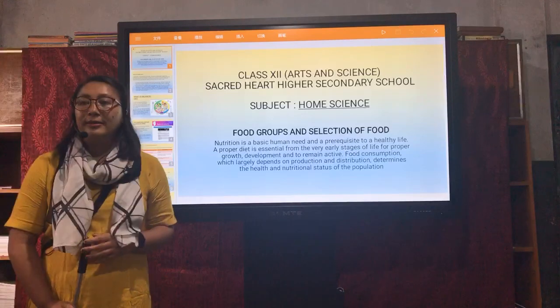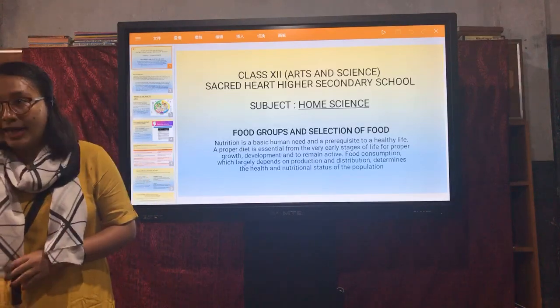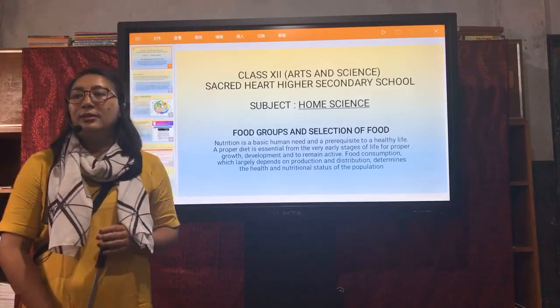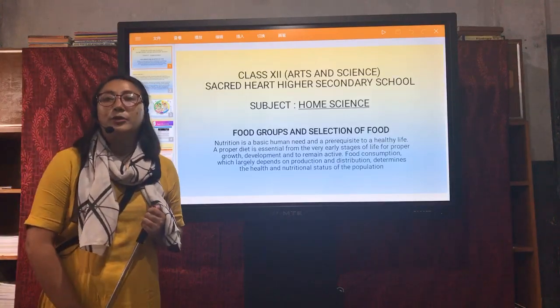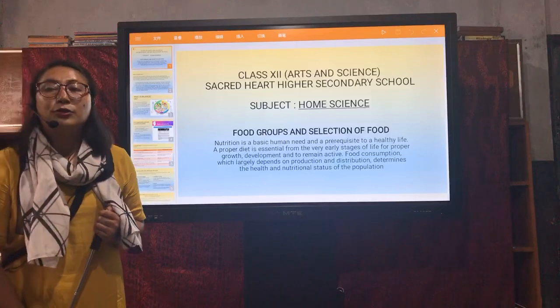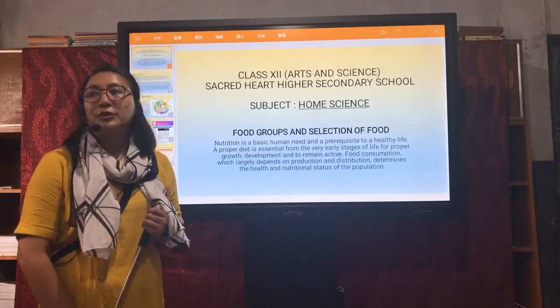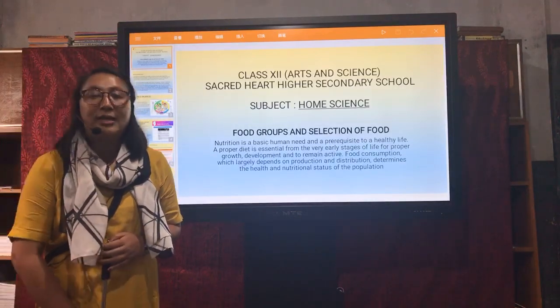A proper diet is essential for every stage of life, be it children, adults, or your grandmother or your grandfather. We need proper nutrition to stay active, and it is also needed for maintaining the normal physiological functions of the human body, that is, our body.